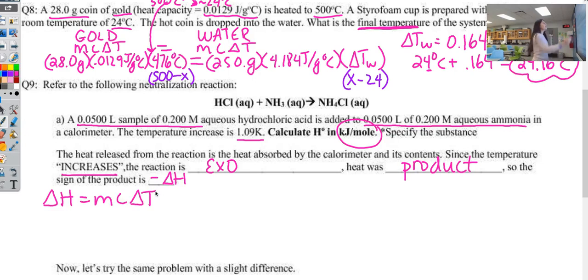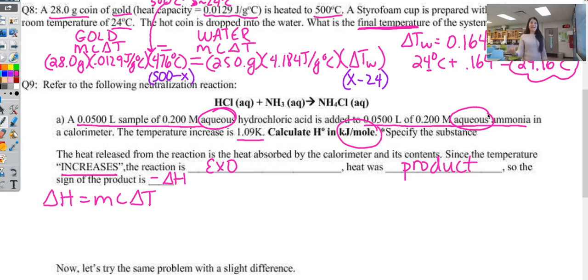Here's the other thing. They're telling us that these solutions are aqueous. What does it mean to be aqueous? That means they're in water, okay? Now, usually there would be a little disclaimer on the side that says, assume that the solution is mostly made of water so that you can use the specific heat of water. Otherwise, we wouldn't be able to solve this problem, okay?